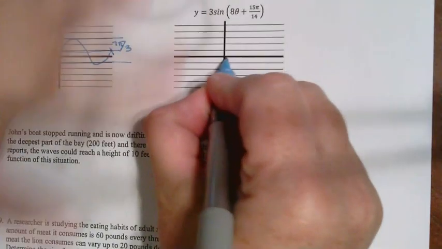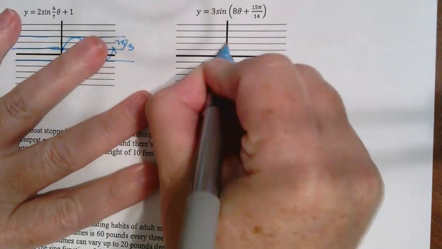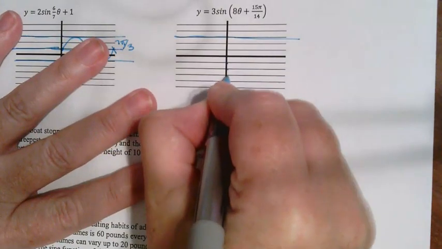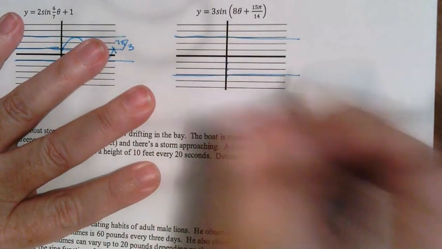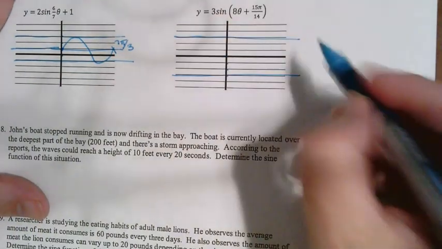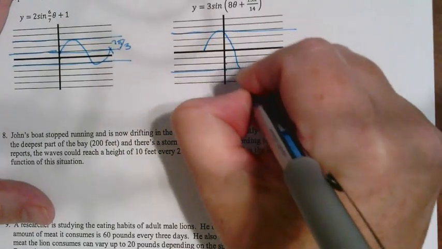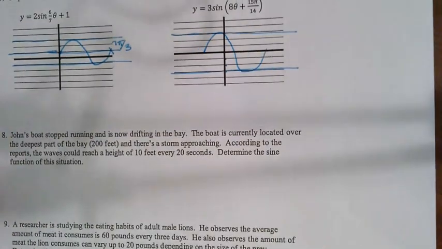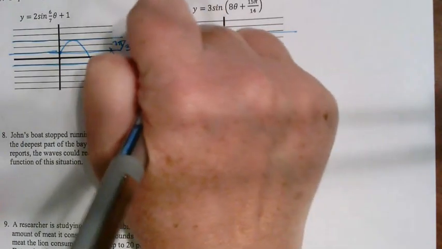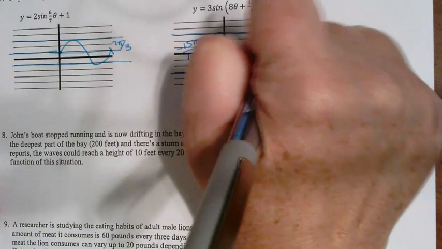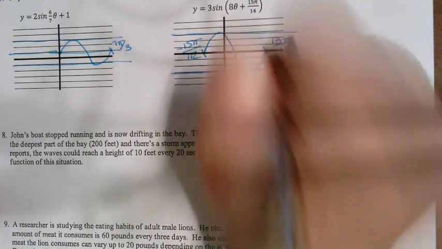Amplitude was 3, midline was 0, so 1, 2, 3. I'm going to draw a line here. 1, 2, 3. Draw a line here. It's a sine curve, so I'm going to start on the negative side. And there you go. PS, negative 15 pi over 112, all the way to 13 pi over 112. Okay.